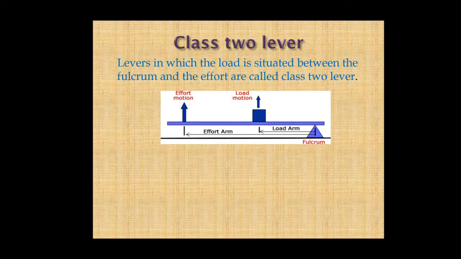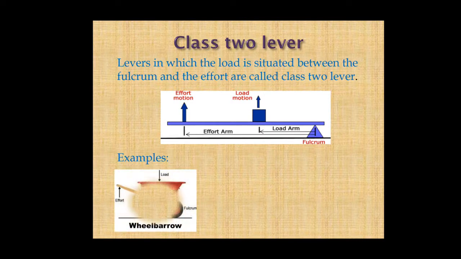And the distance from effort to fulcrum, that is effort arm, and the distance from load to fulcrum, that is about load arm. Now let's go for their examples. First one about the wheelbarrow. Over here we are keeping the objects in the middle between effort and fulcrum. That's why this is the example of class 2 lever.